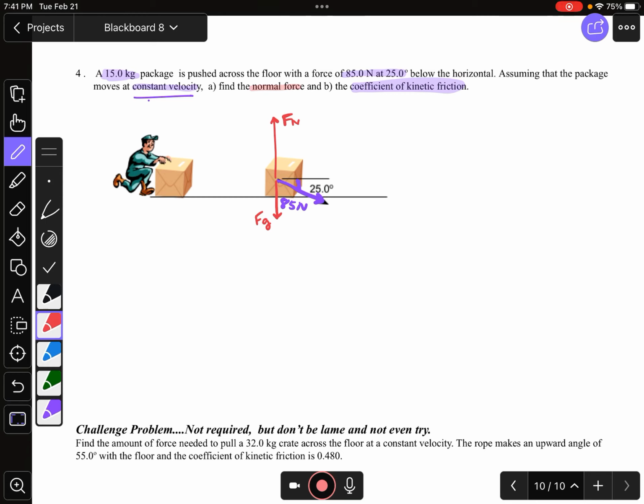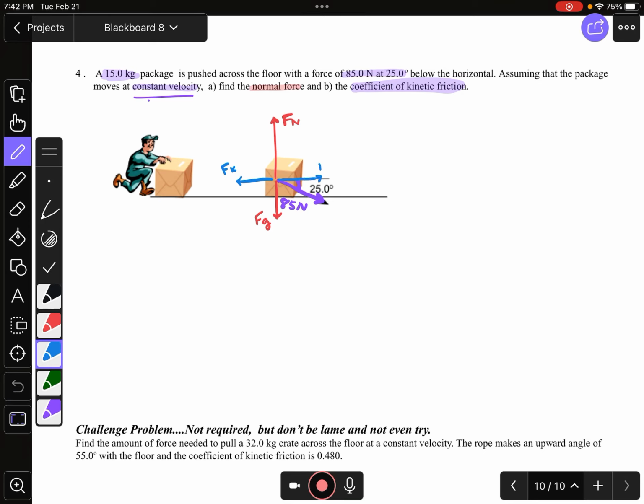What's happening here is that this delivery man is pushing down on the package. So if somebody were to go onto a scale and push down on you, you would look like you weigh more than you do. And that's what's happening here. So we have FG pointing down, and FN is, instead of just counteracting it, counteracting that and the push downward from the person. So I also have the force of friction. And then I see that I have a triangle here, so I'm going to break that up into components.